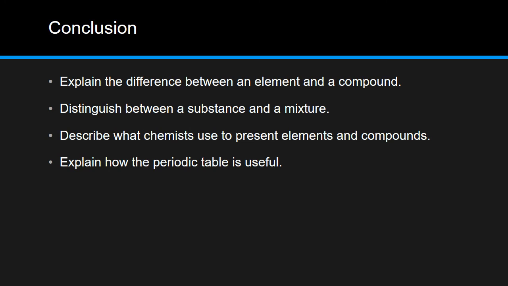So at this point, we should be able to do all of the objectives that we saw from the second slide. Explain the difference between an element and a compound: compounds are made up of elements. Distinguish between a substance and a mixture: a mixture, again, could be more than one substance. Describe what chemists use to present elements and compounds: that's a periodic table, and that periodic table is arranged based off different properties, and that's why it's useful because we have that information.